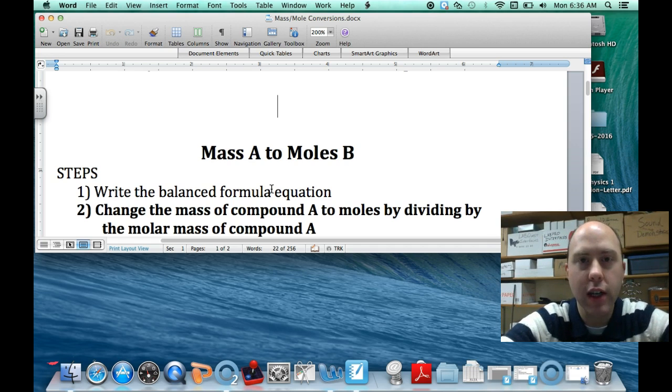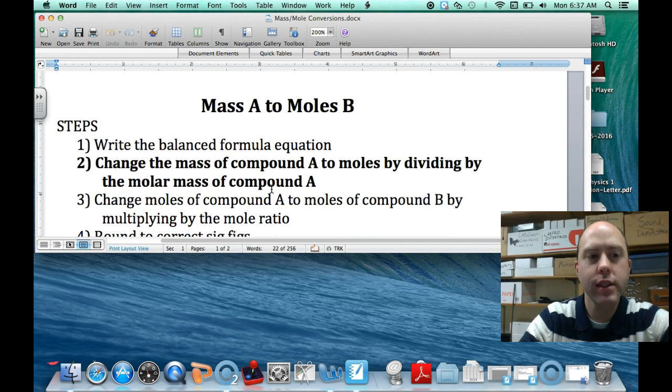So if you don't start with moles, we have to change it to moles. So in this case, I start with mass, whatever A is. A can be oxygen. Let's just call it oxygen. So this time I start with the mass of oxygen, but I have to change it to moles first. How? I divide by the molar mass of oxygen, or whatever A is.